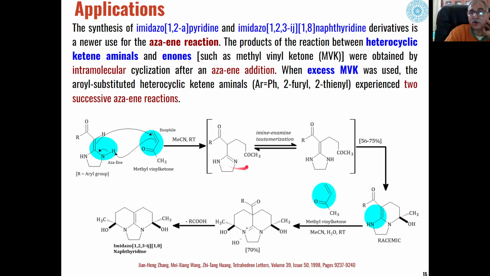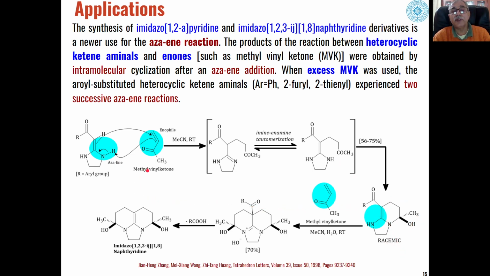And then this is the Schiff base or amine system, and hydrogen from here is removed and shifted to this place, a 1,3-hydrogen shift, that is called imine-enamine tautomerization. And then this can lead to cyclization at these places, one H from here, one H from here, and we will get this type of racemic product.